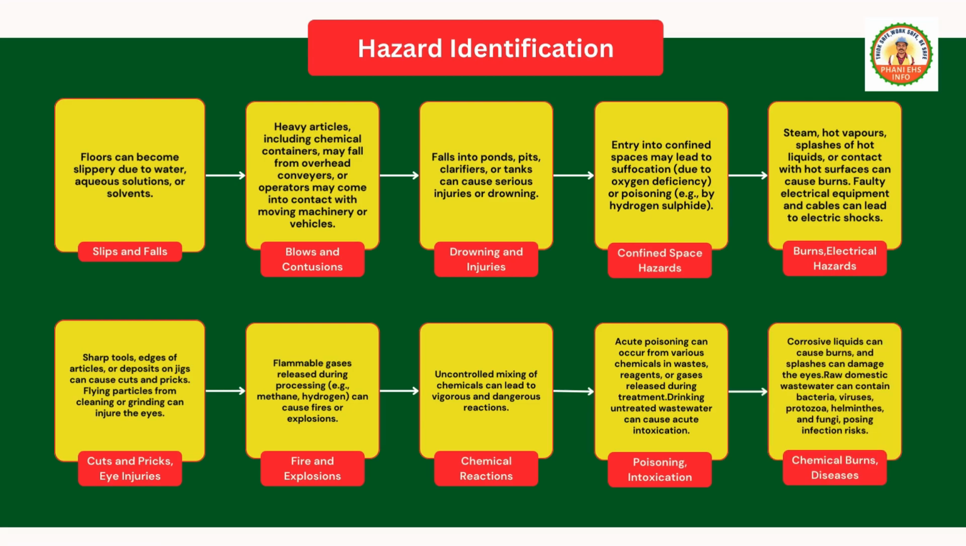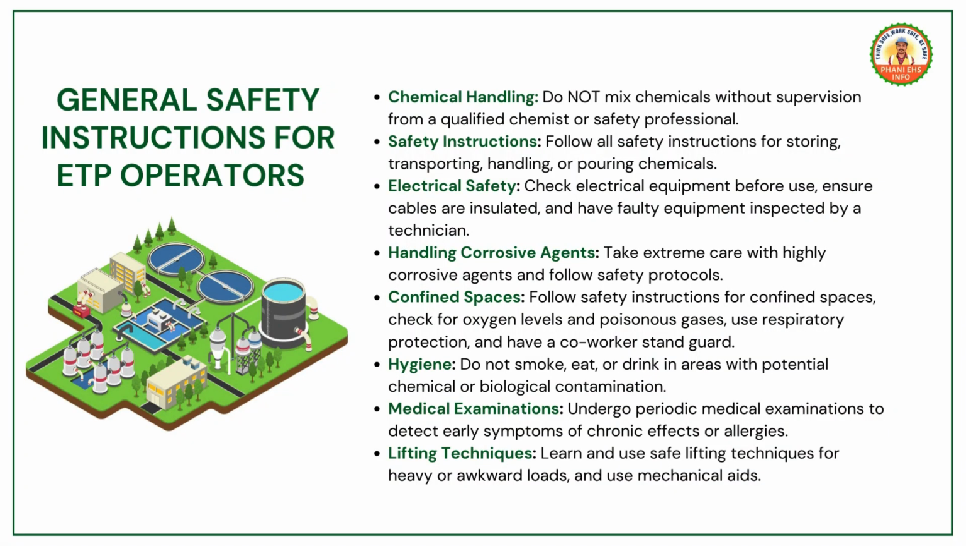Chemical burns. Corrosive liquids can cause burns, and splashes can damage the eyes. Infectious diseases. Raw domestic wastewater can contain bacteria, viruses, protozoa, helminths, and fungi, posing infection risks. General safety instructions for ETP operation.